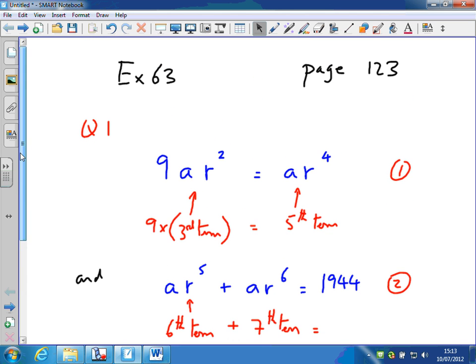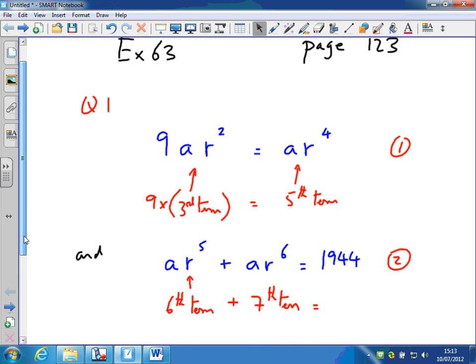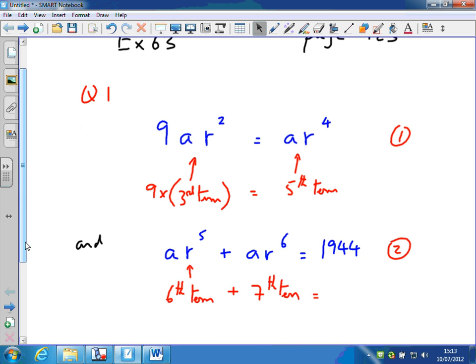So exercise 63, page 123, question number 1. I've written down the two pieces of information for you to start you up on this question algebraically. If you look at the first equation we've got here, that's writing down algebraically the first piece of information we have. We're told that 9 times the third term equals the fifth term effectively. So the third term is AR squared and the fifth term is AR to the 4. So 9AR squared equals AR to the 4. So that's the first bit of information.